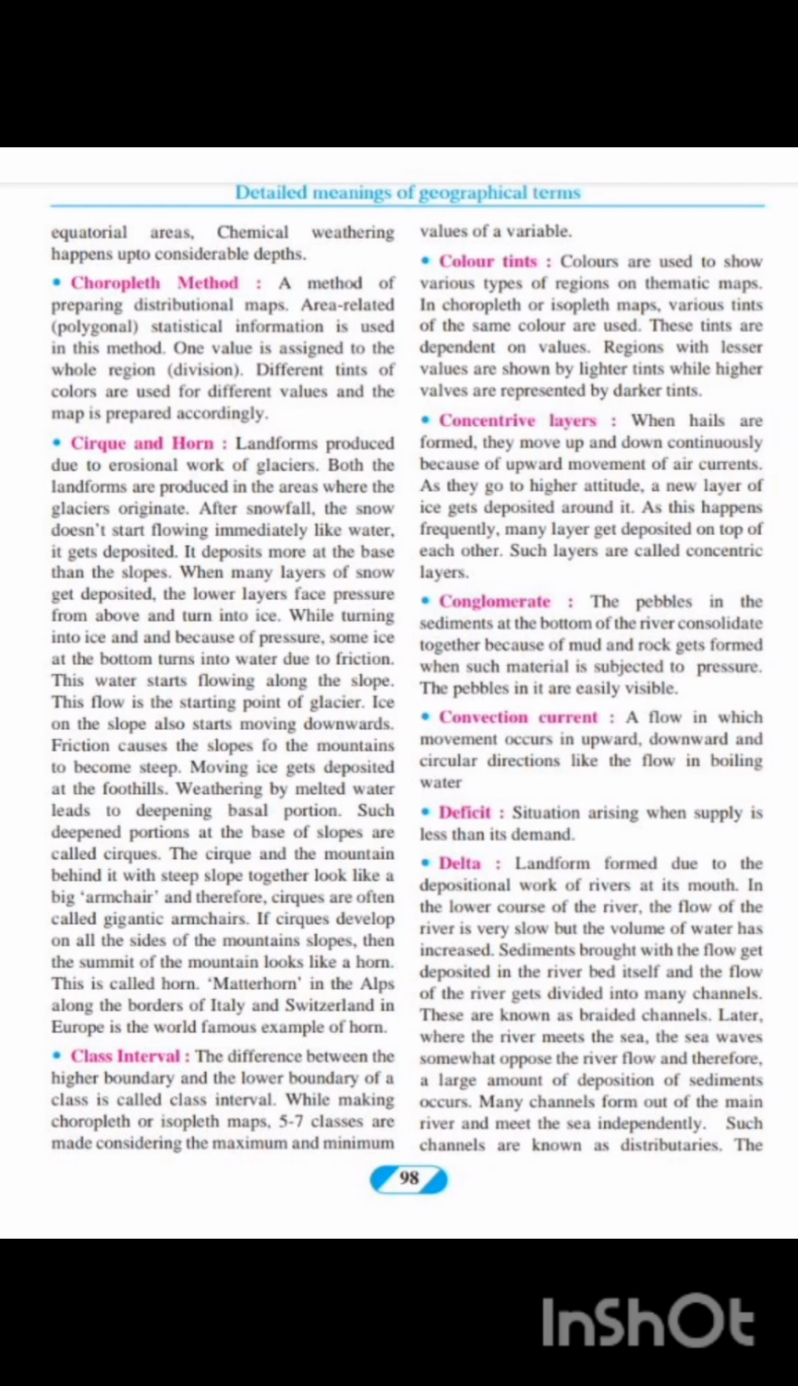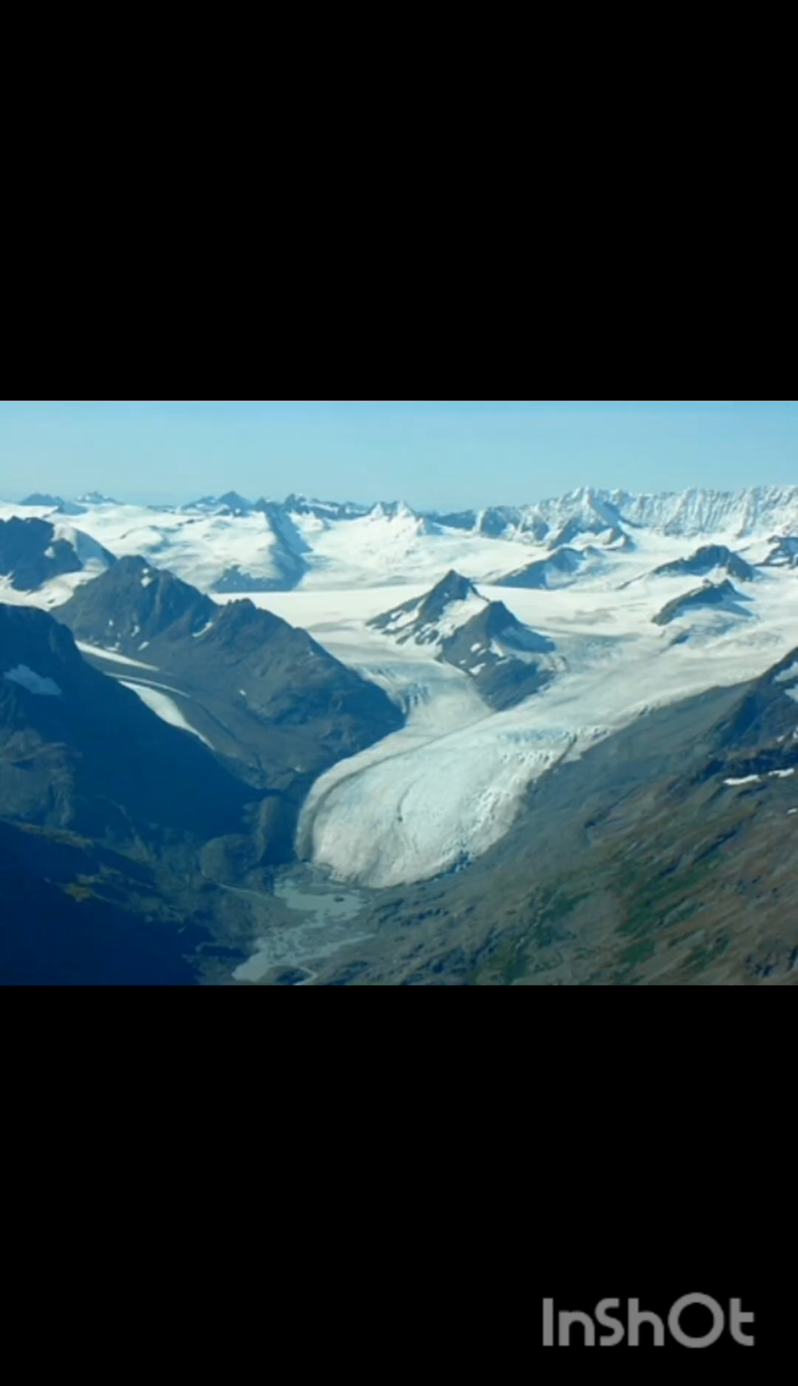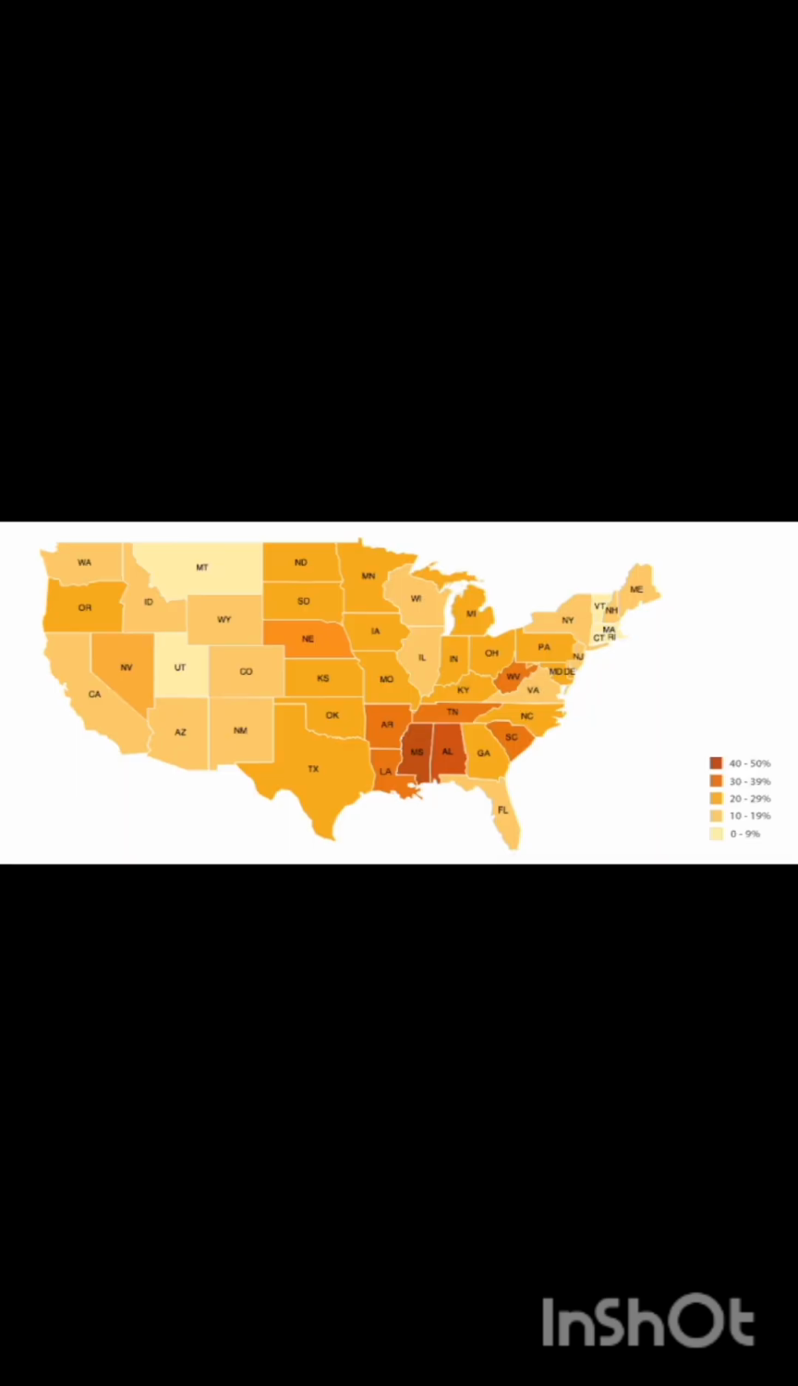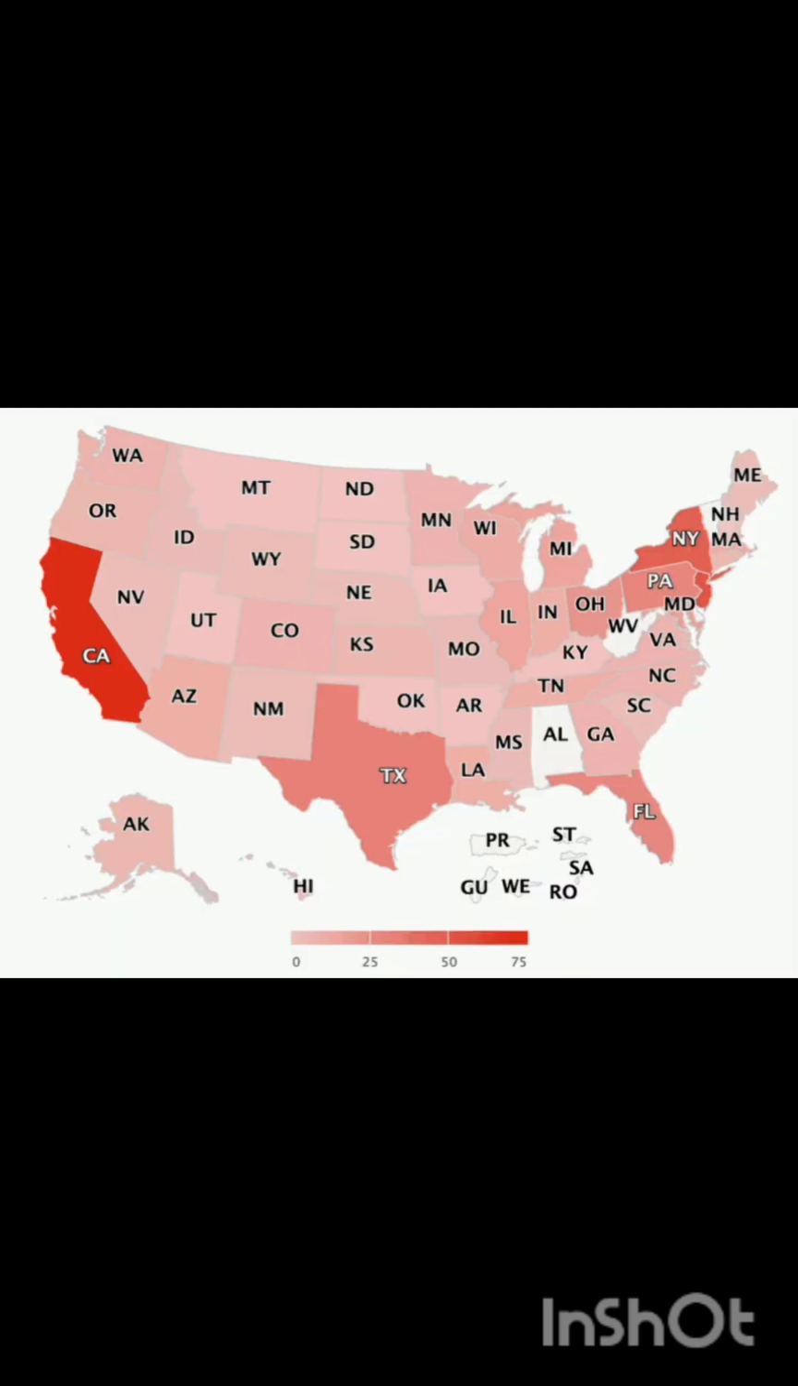The next one is class interval in geography. The difference between the higher boundary and the lower boundary of a class is called class interval. While making choropleth or isopleth maps, 5 to 7 classes are made considering the maximum and minimum values of the variable. Color tints: colors are used to show the various types of regions on thematic maps. In choropleth or isopleth maps, various tints of the same color are used.